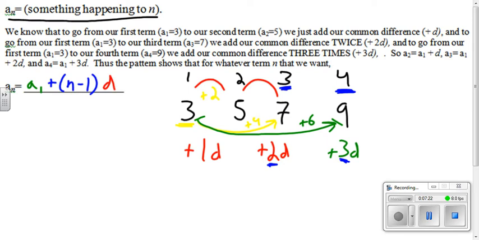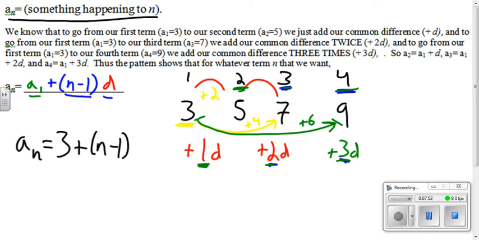So again, notice how to get to our second one, it was 1 difference. 2 and 1, 3 and 2, 4 and 3. So we take our first term, add whatever term we're looking for, minus 1 times d. So in this case, we would say a sub n equals 3 plus n minus 1 times d, which is 2.